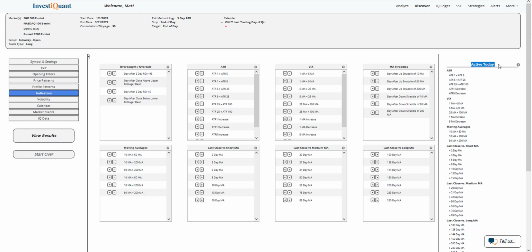If I go to the active today, I can see last close versus medium-term moving average. The S&P closed above the 55. It closed above the 75. Closed above all of those. So it's going to be above that.